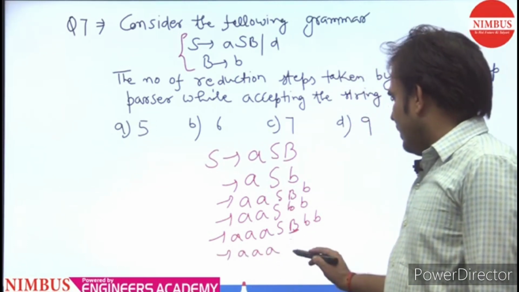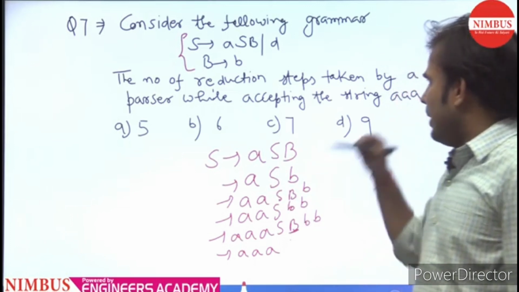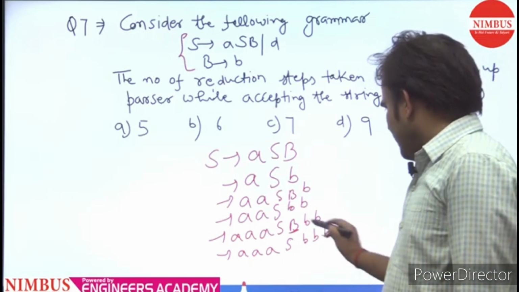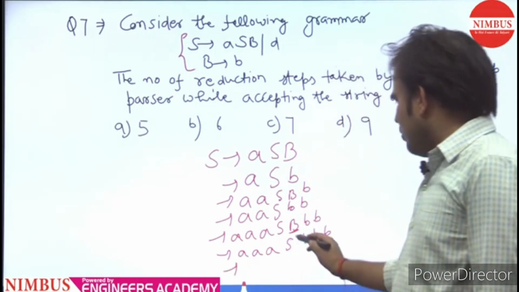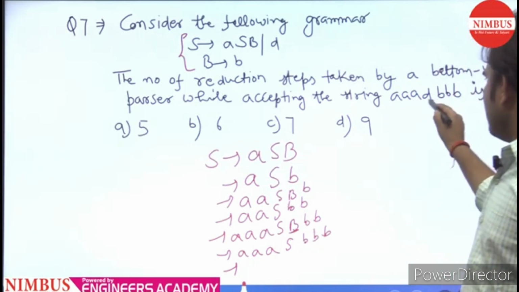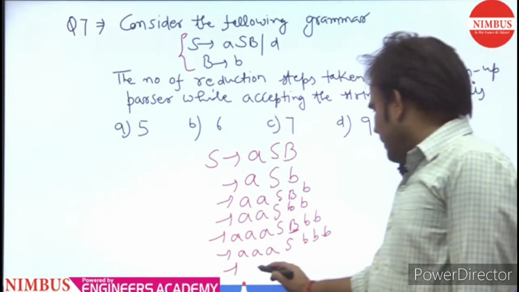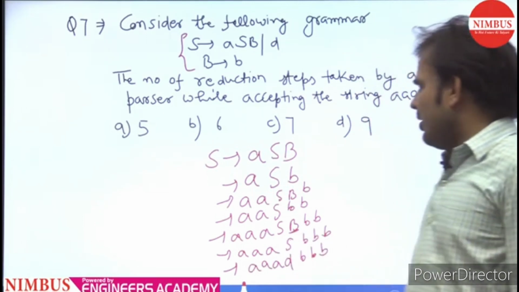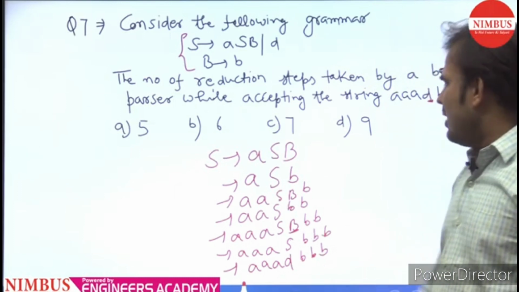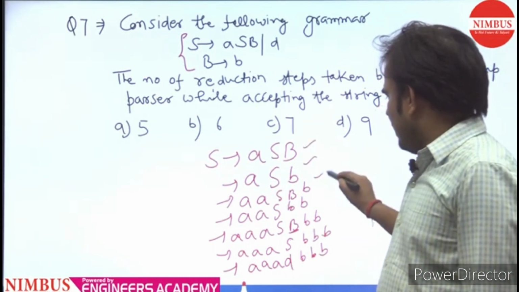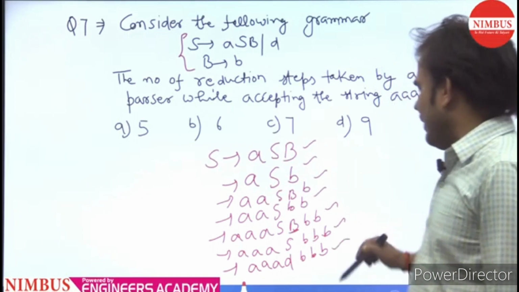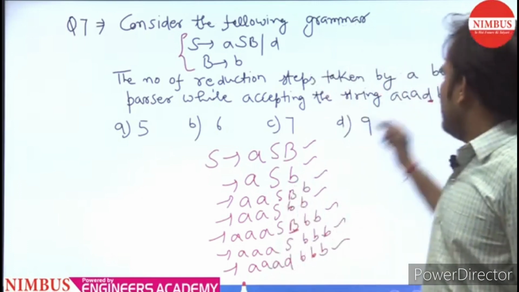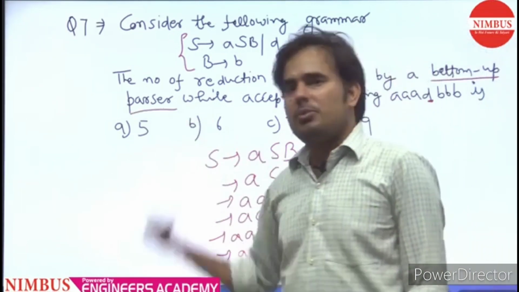And this B we need to replace again by b, and B. So the last step is we need to replace this S by D, because in between we have D. So A, D, B, B. The string is generated. So how many reductions are there? 1, 2, 3, 4, 5, 6 and 7. How many reductions did we need? 7 reductions we needed here, by using the bottom up parser.